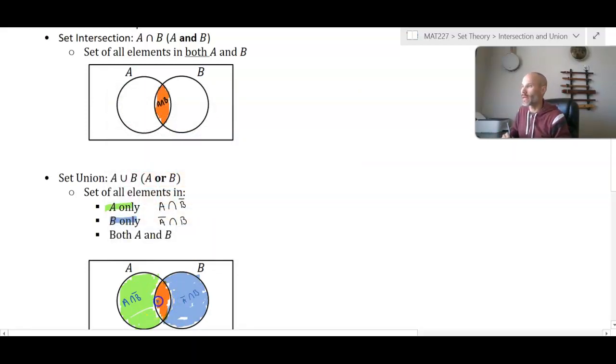Okay, and that's what we call A intersection B. Now, if you're wondering what this outside area is, well, that means you're not in A, and simultaneously you're not in B. So outside, you'd call that A complement and B complement. Not in A and not in B.